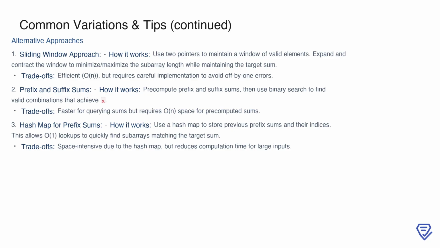Lastly, a hash map can be employed to store prefix sums and their indices. This allows O(1) lookups to find matching subarrays, reducing computation time for large inputs. However, it can be space-intensive due to the additional storage required for the hash map.